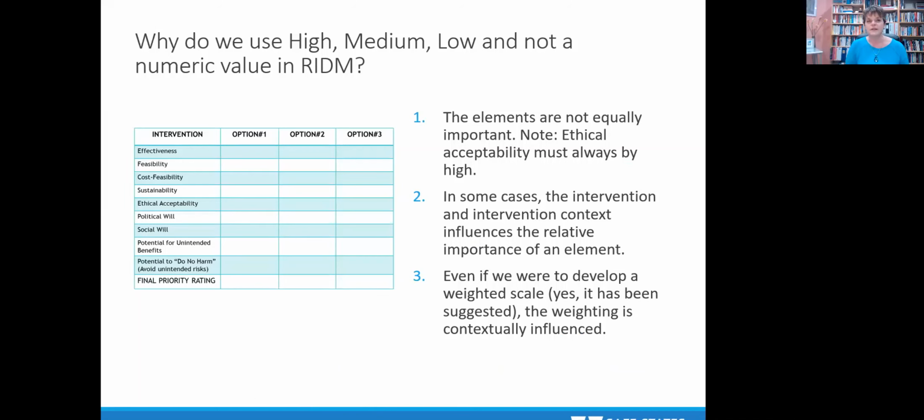So why do we not use numbers? Every time I teach this, and in the School of Public Health, every year I have people tell me, we decided it works better with numbers. And I have to say, I need to explain to you yet again why it doesn't. The elements are not equally important. So if I were just to decide a high gets a 3, a medium gets a 2, a low gets a 1, we add them all up and then I get a high score and my decision is made for me. That is so clean, it's so easy, and it is so wrong because these criteria are not equally important. For example, ethical acceptability must always be high.